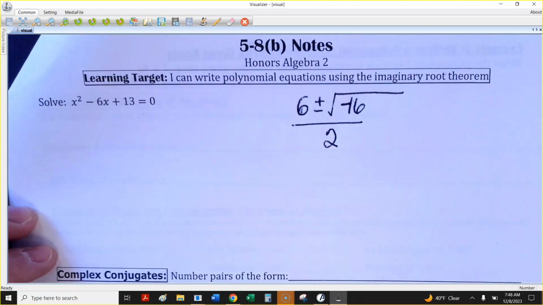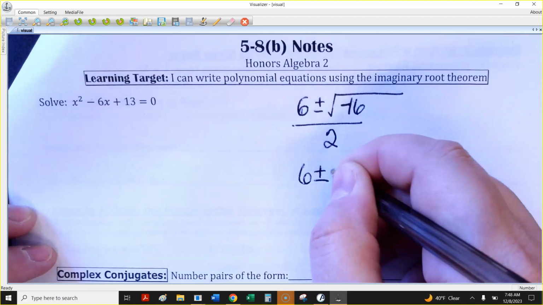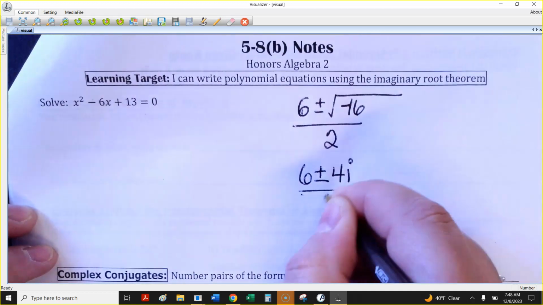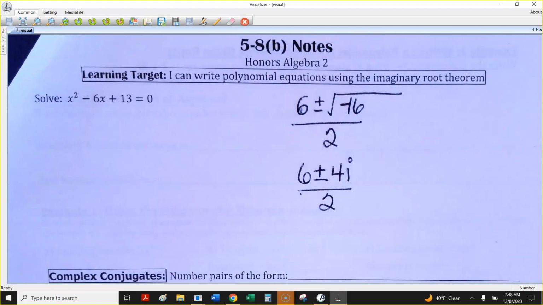4i. All right, perfect square in imaginary land. So I have 6 plus or minus square root of -16. We would just simplify that to be 4i. Everybody over 2. Can we simplify that? For sure. Sometimes people get tripped up. They'll be like, oh, I can't do that.